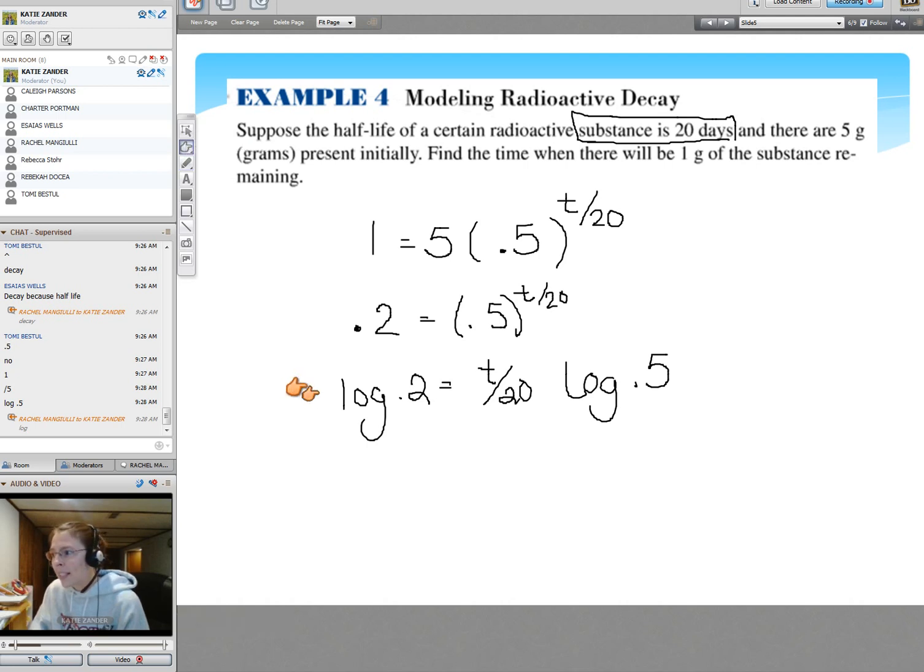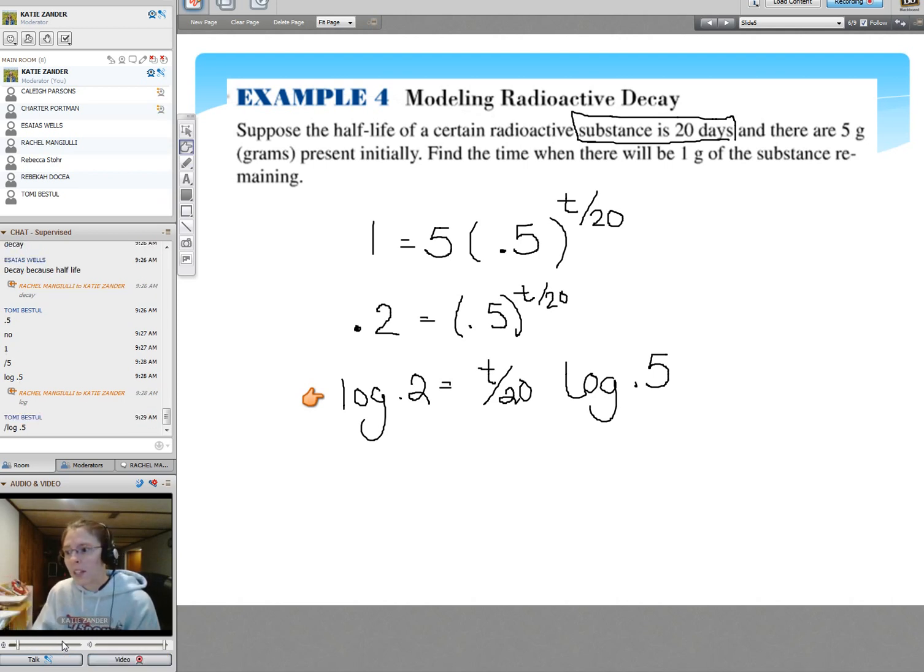All right, I got to this point. I took the log of both sides. I dropped the exponent out in front of the log on the right-hand side there. What's my next step to isolating t? So now it turns back to algebra because log of 0.5 is just a constant. So using our algebra skills, how do we get the t by itself?